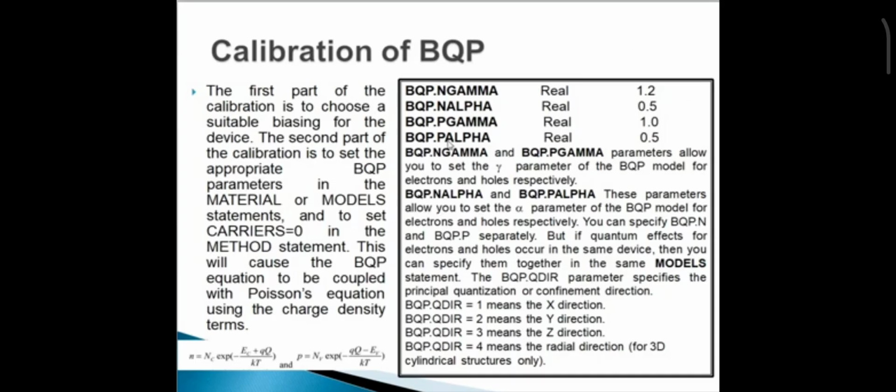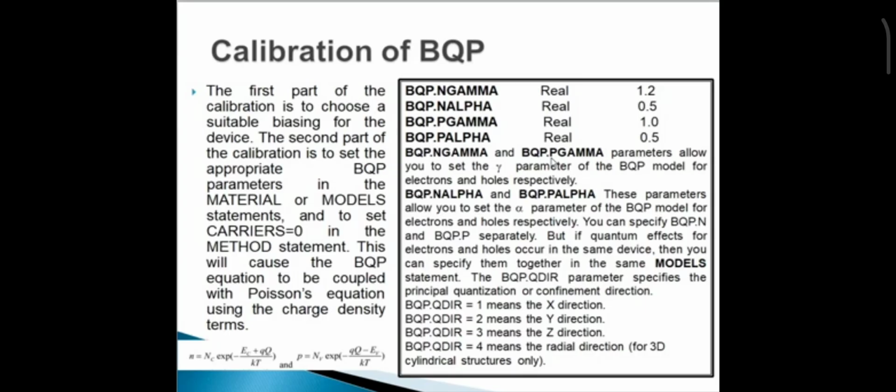These are the default parameters for gamma and alpha. BQP.N gamma real value is 1.2. BQP.N alpha real value is 0.5. BQP.P gamma real value is 1. BQP.P alpha real value is 0.5.